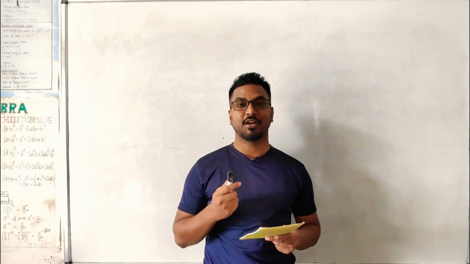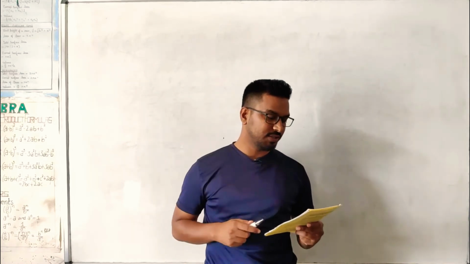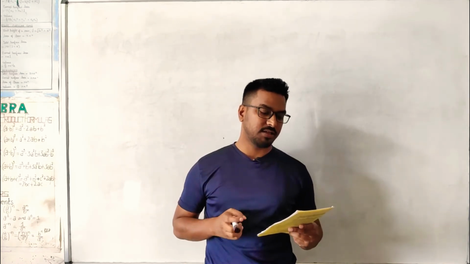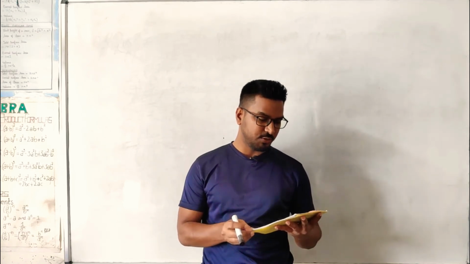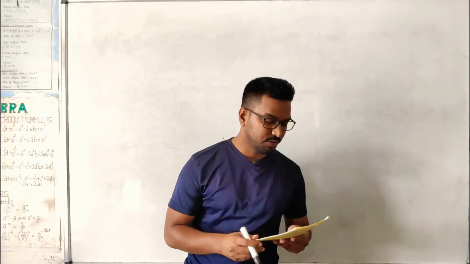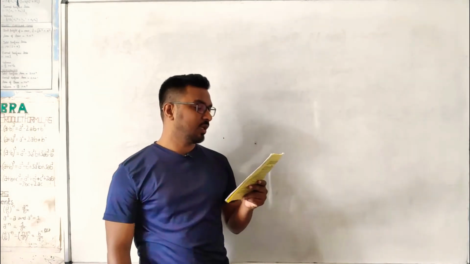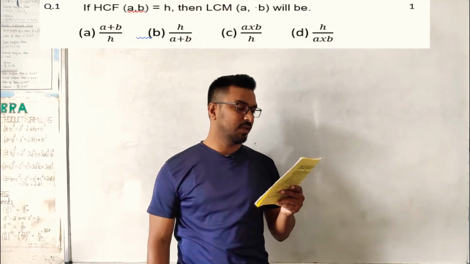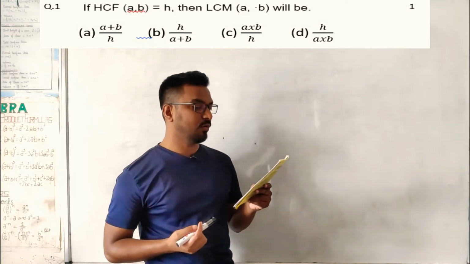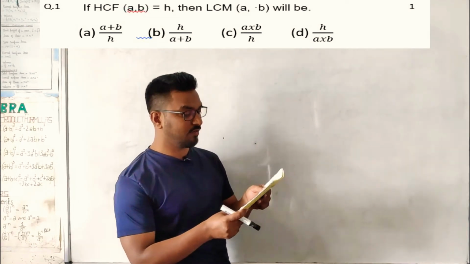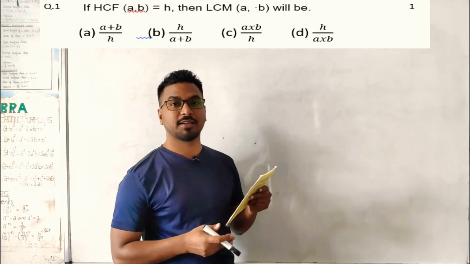So let's start with the first question. The first question is given, choose the correct answer. There are 10 objective type questions, so we'll discuss them one by one. The first question is: if HCF(A, B) is equal to H, then LCM of A, B will be? There are 4 options given. Which one will be correct?